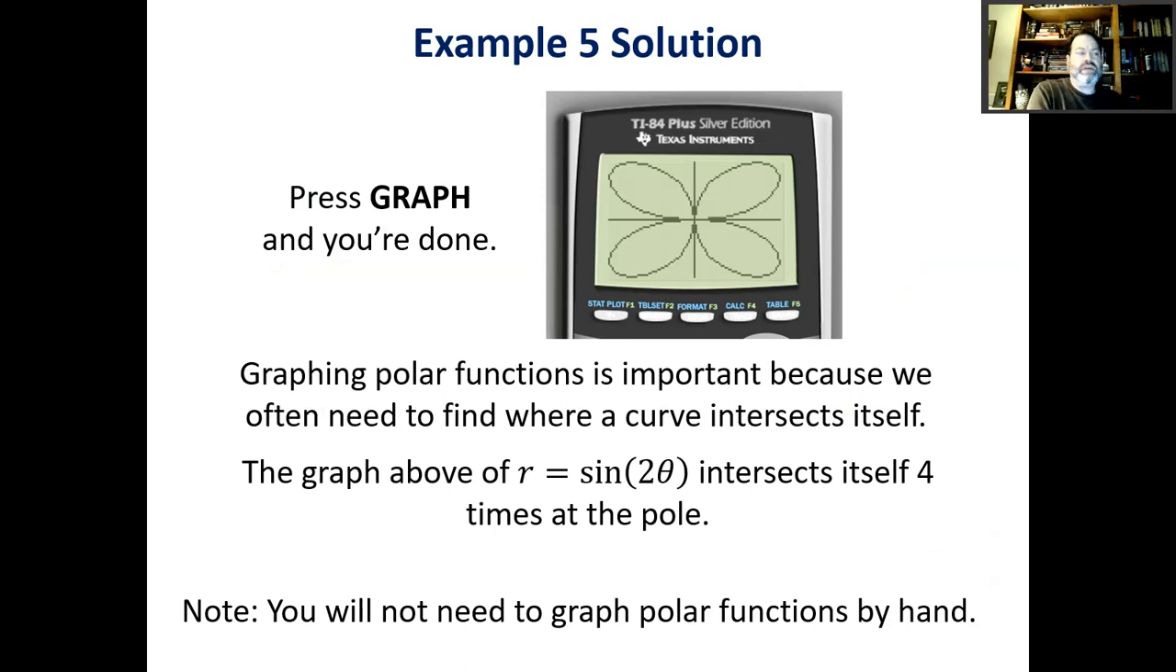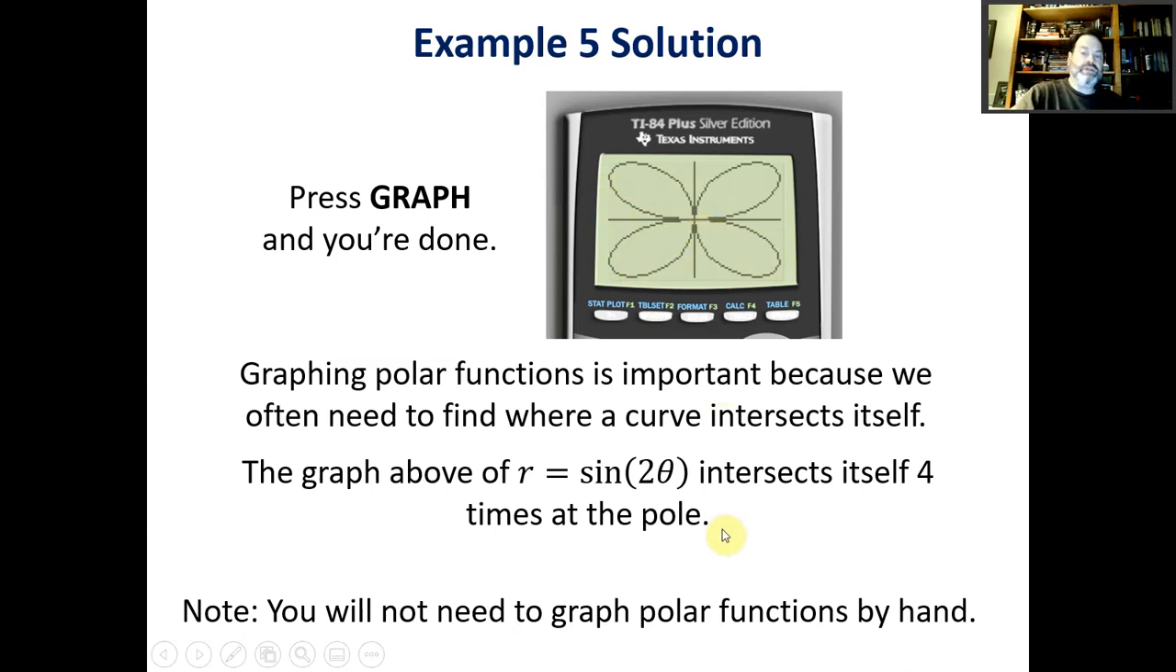So the reason that we're talking about graphing polar equations is the same as what we did when we did parametric equations. We want to know where this curve intersects itself. So r equals sine 2 theta here. You can see there are 4 intersections, right? It starts at the pole, 1, 2, 3, and then ends again, 4, right?